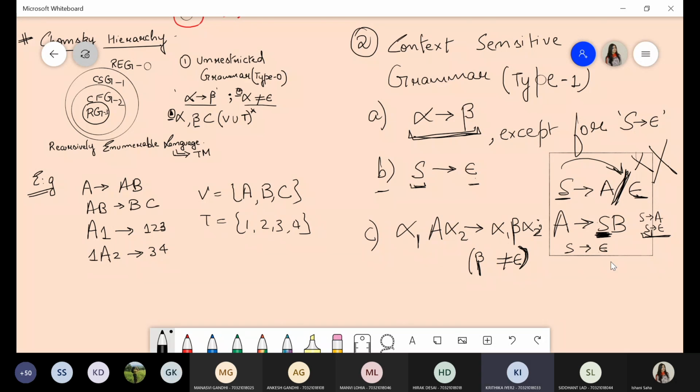Ma'am, can you repeat the entire thing again? Yes. The term context sensitive is used because the grammar has the production of the form that is written. I have written this thing, you can just write it down. Because the grammar has the production of the form alpha 1 capital A alpha 2 produces alpha 1 beta alpha 2 such that beta cannot be epsilon.